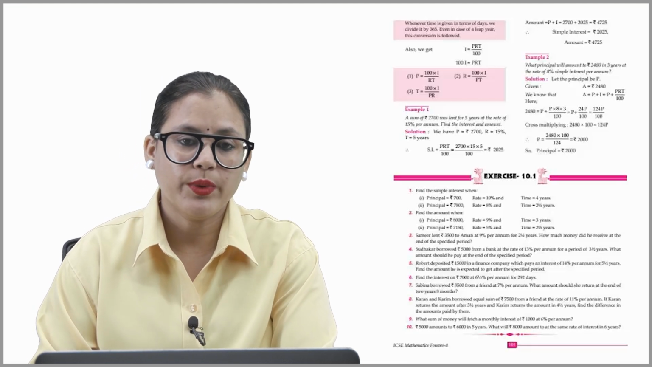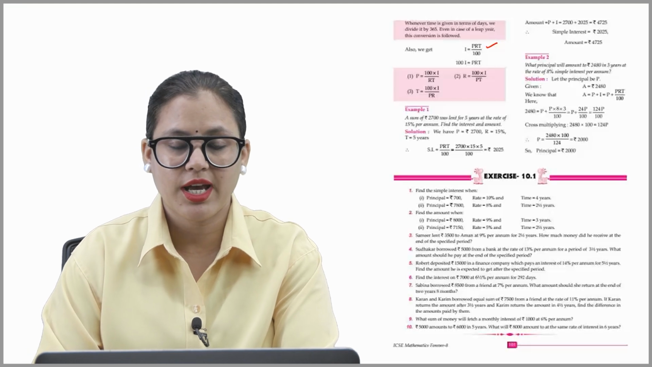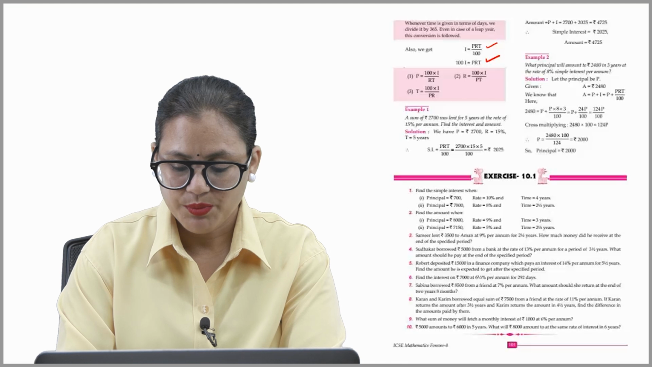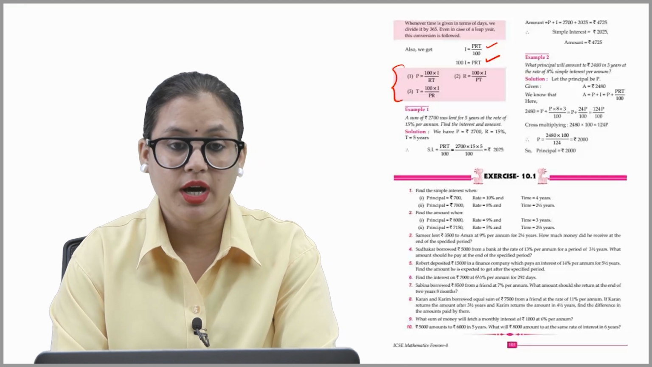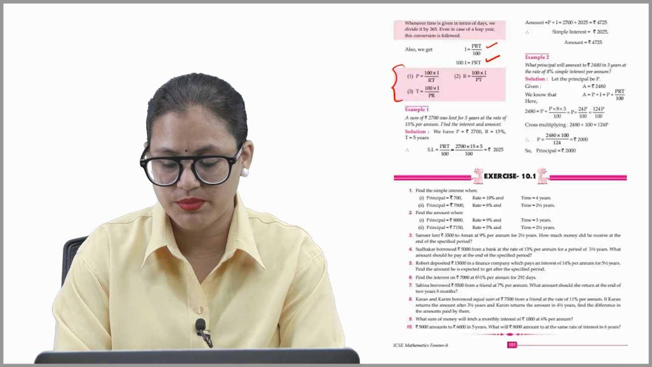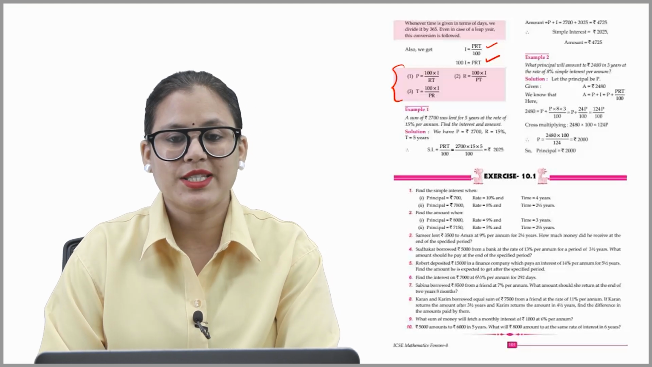So, also we get, you know the formula, I is equal to P into R into T upon 100, and 100 I is equal to P into R into T. So, P is equal to 100 into I upon RT. Okay, R is equal to 100 into I, meaning interest, upon PT, and T is equal to 100 into I upon PR.